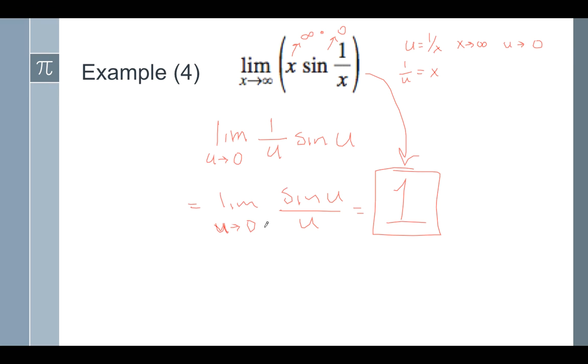We could have done the derivative of sine u over the derivative of u and got that it was cosine of 0, and cosine of 0 is 1. Or you can just remember that little identity that we used way back when.